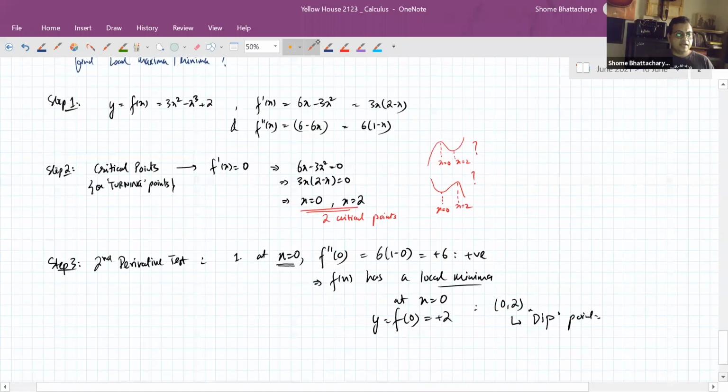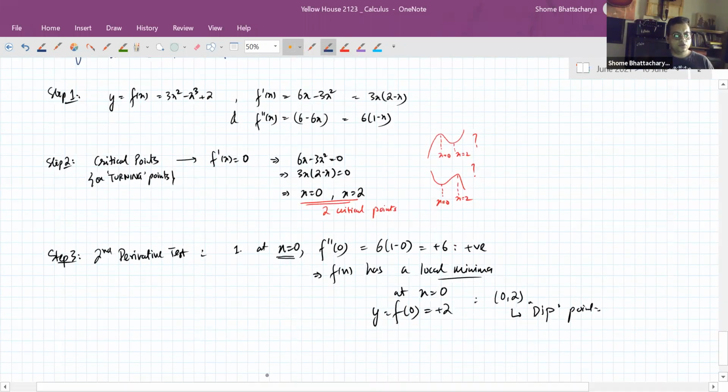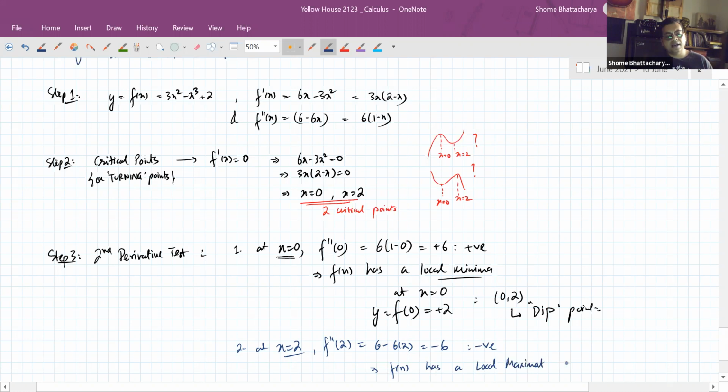Okay, so let's go ahead and analyze the second critical point also now. So the second critical point you can see is at x equal to 2. The value of the second derivative will become 6 minus 6x. So that is 6 minus 6 into 2. So that is minus 6. You can see that it is negative. So that means the function has, as expected, a local maxima at the point x equal to 2.